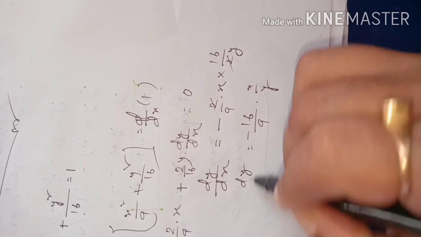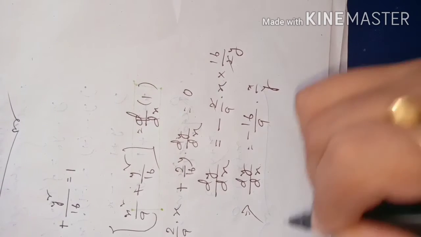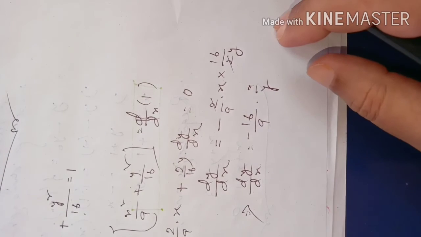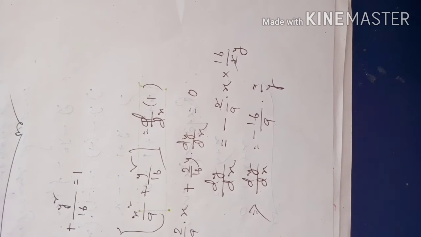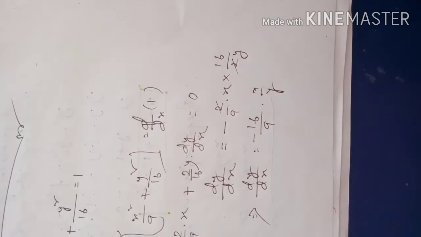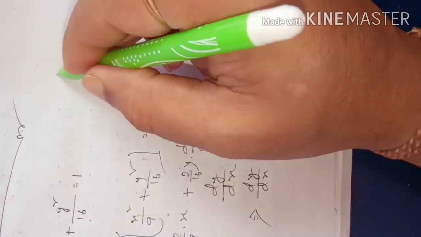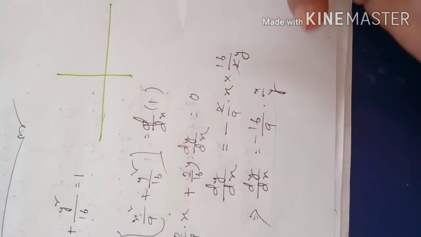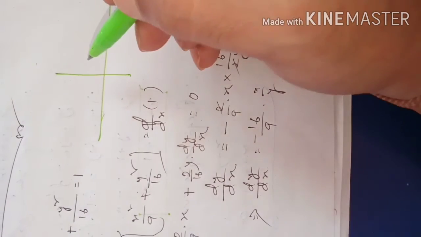So dy by dx. Dear students, just think now: if the tangent is parallel to x-axis, what happens to a curve when a tangent is parallel to x-axis? Suppose this is the curve.